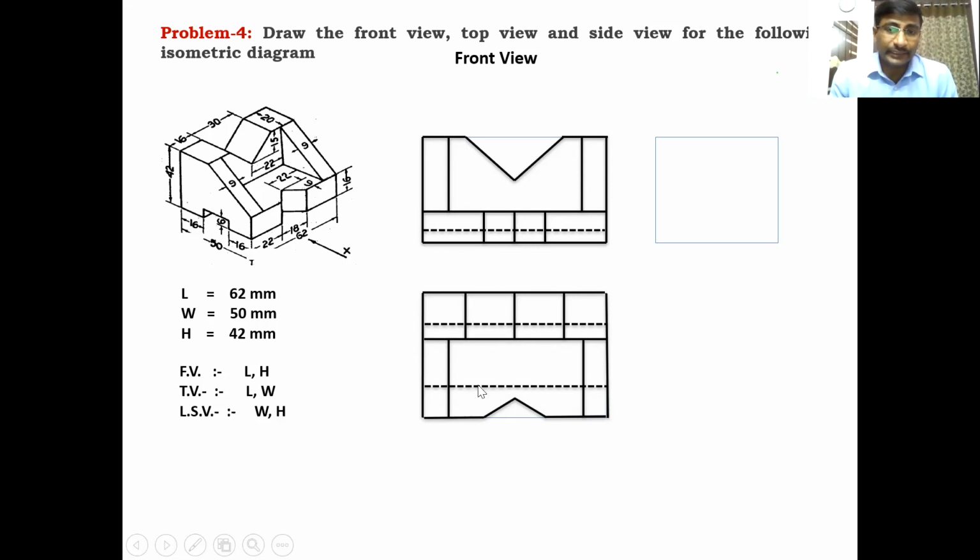So the distance between these two dotted lines: 16 plus 16 is a total of 32 out of 50. Subtracting 32, the total distance between the slots is 18 mm. That is, the slot width is 18 mm.